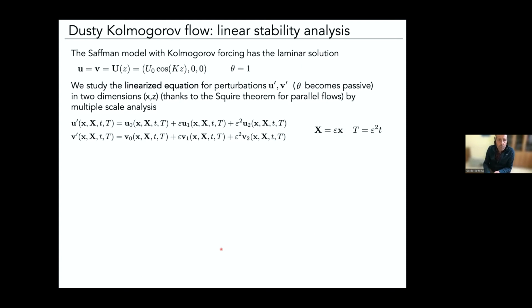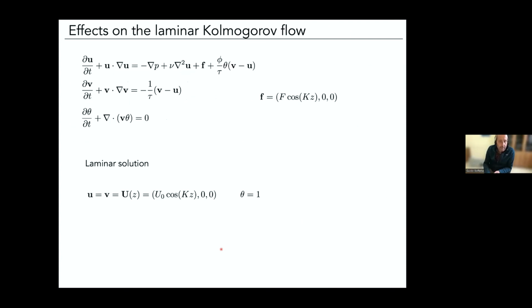Okay, sorry, I skipped. Okay, this is the slide. So in the first part of the talk, we discuss the effect of inertial particles on the laminar Kolmogorov flow. So I consider the Saffman model. The forcing now is the Kolmogorov forcing. And the laminar solution is the same as in Navier-Stokes without particles. So the particle velocity is equal to the fluid velocity, a monochromatic profile with uniform density. You can easily check that this is a solution of the Saffman model.